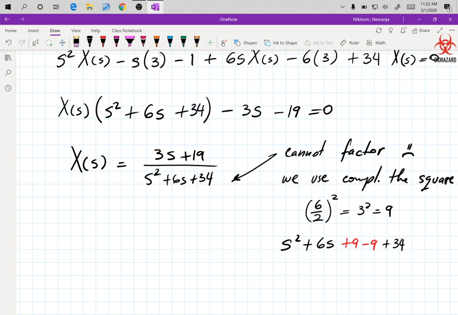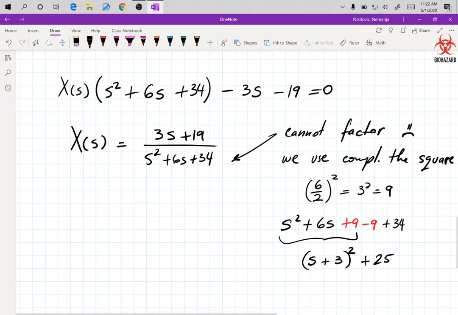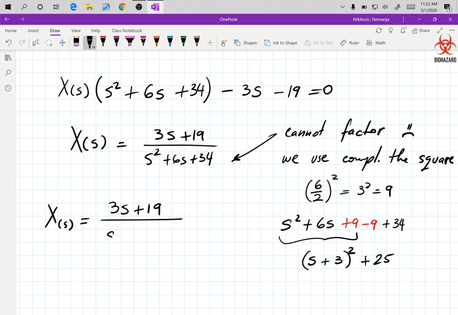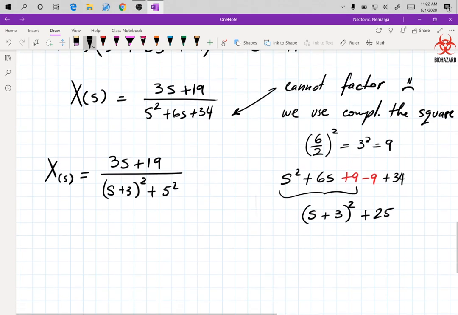It's important to do it and to have it right. Now, you know which way you did it, don't care. The first three are completed square, which is square root of the first, sine of the second, square root of the third, and then you have plus 25 at the end, and that becomes your denominator. So what you have is 3s plus 19 divided by (s plus 3) squared plus, and I'll put 5 squared because I am a boss.